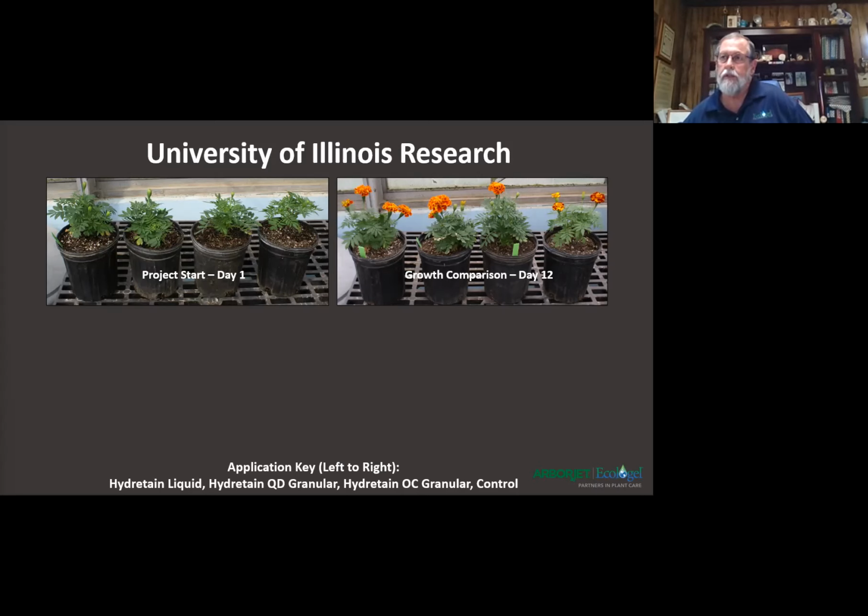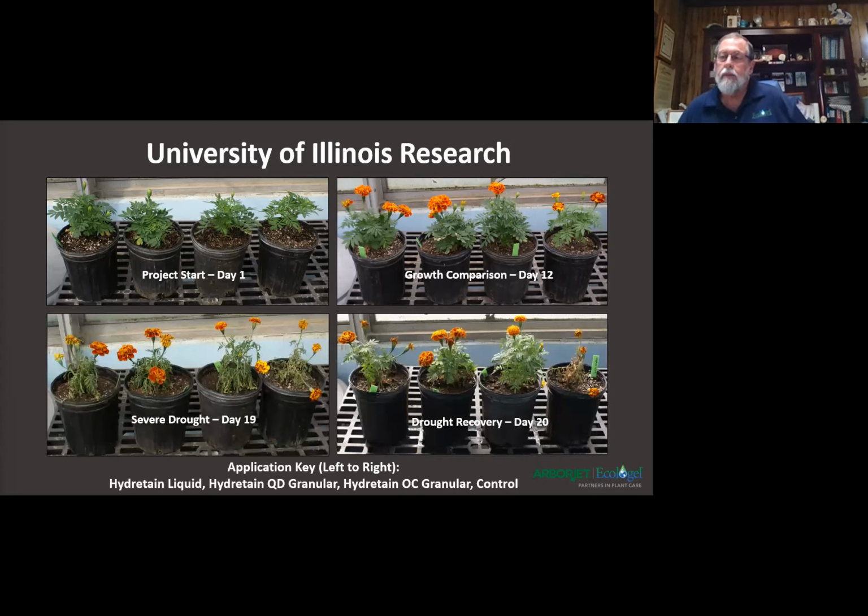They're obviously taking up more nutrients, so that moisture management in the soil is creating a better fertilizer use efficiency. And when you take it to extreme drought conditions, you can see how all the plants have deteriorated from the severe wilt, the drought. But a day after watering, the ones with the Hydretain respond very quickly. And again, they're back to using what nutrients they have available and continue their growth with little problems.